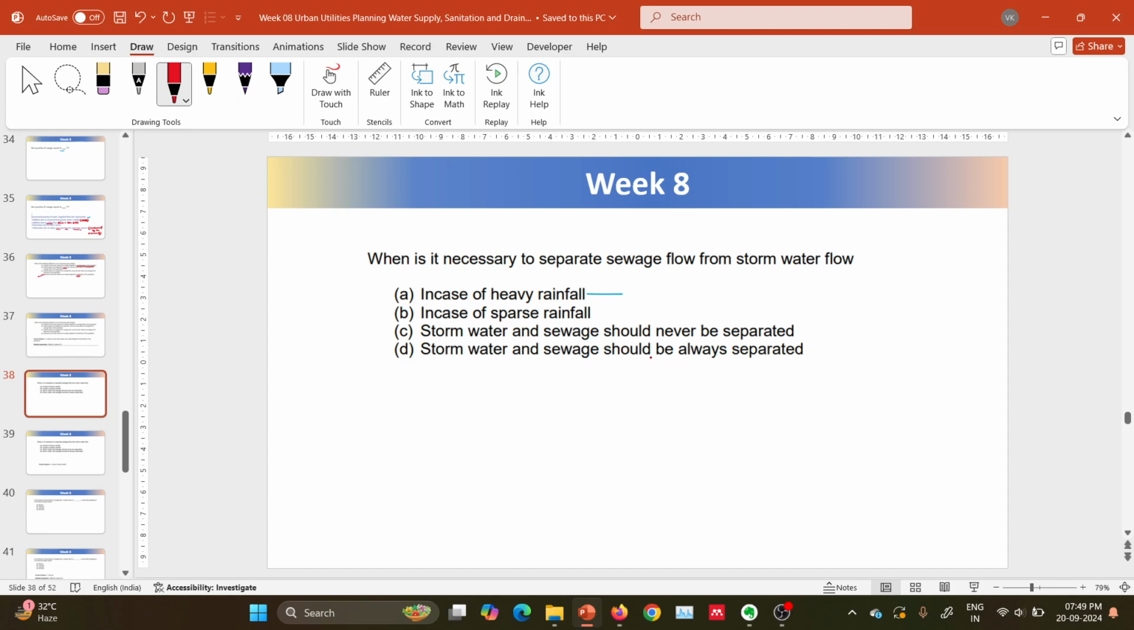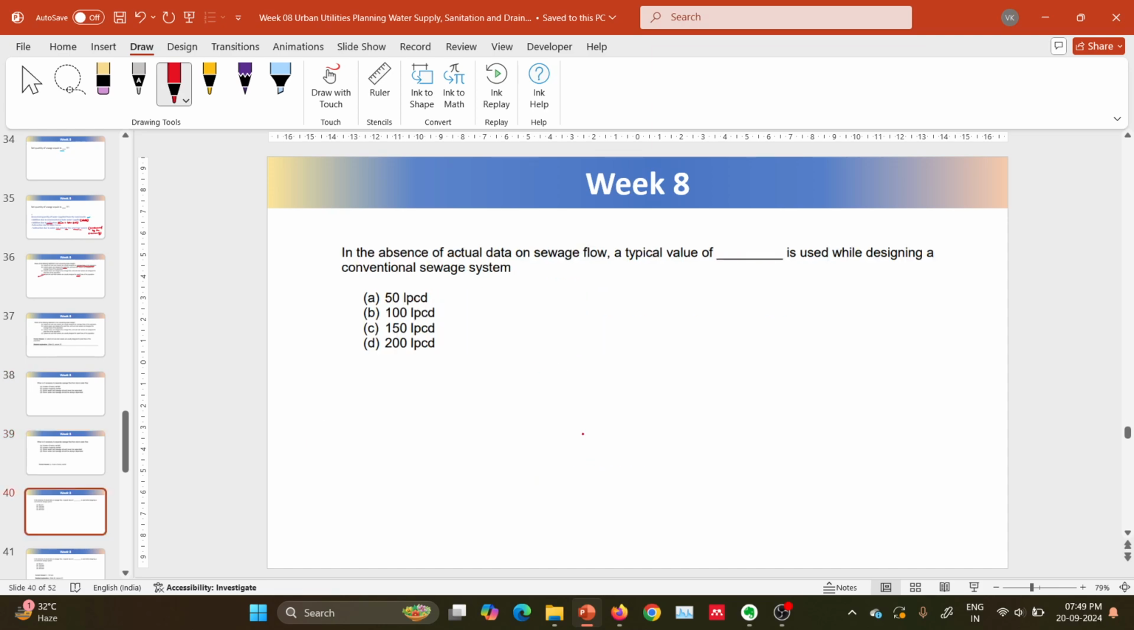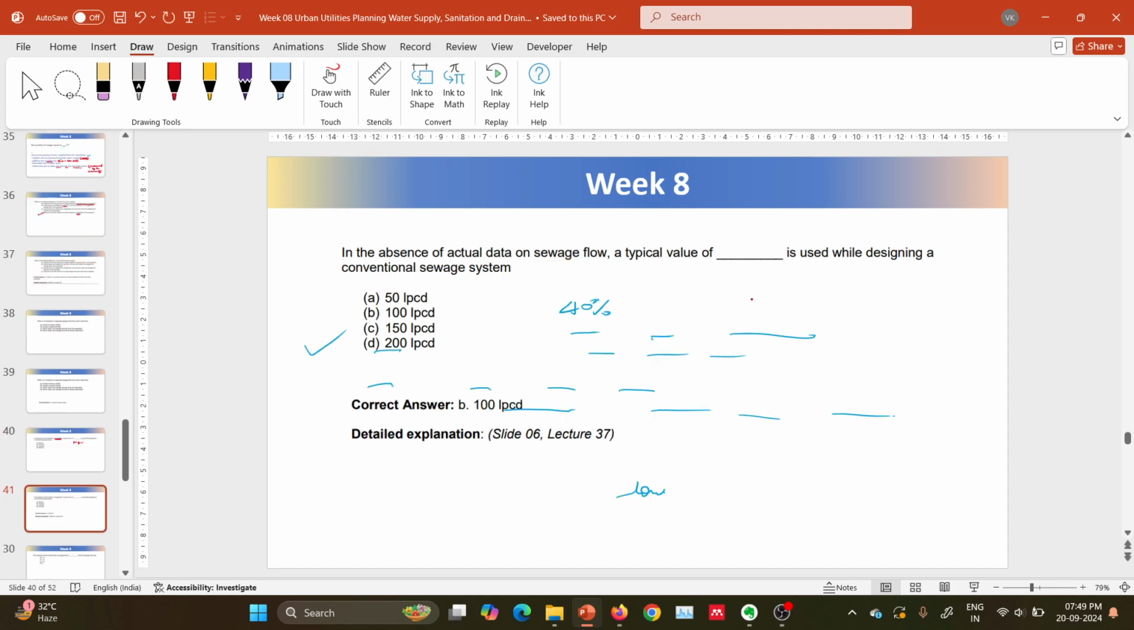When is it necessary to separate sewage from stormwater flow? That we already discussed. In case of heavy rainfall. In absence of actual data on sewage flow, a typical value is used while designing a conventional sewage system. In absence of actual data on sewage flow, a typical value of 100 LPCD is used.